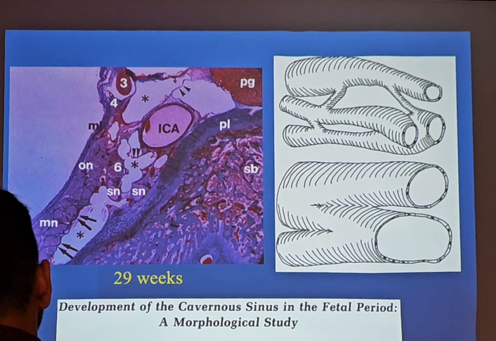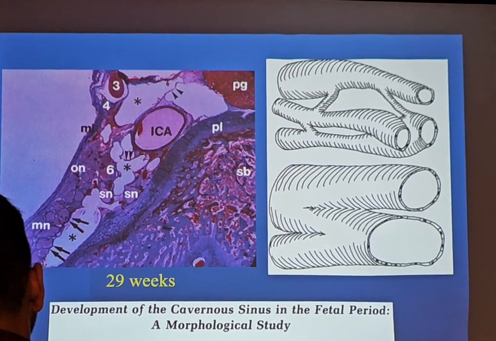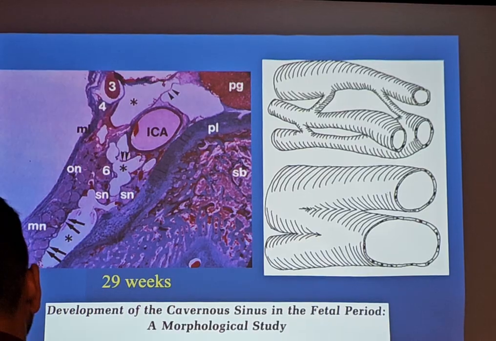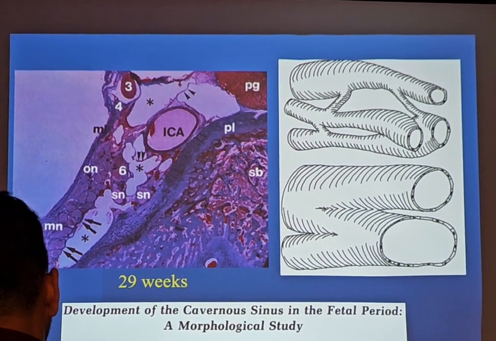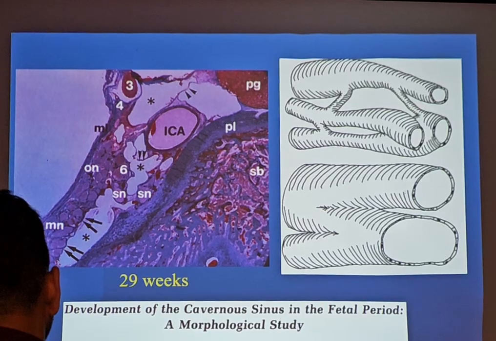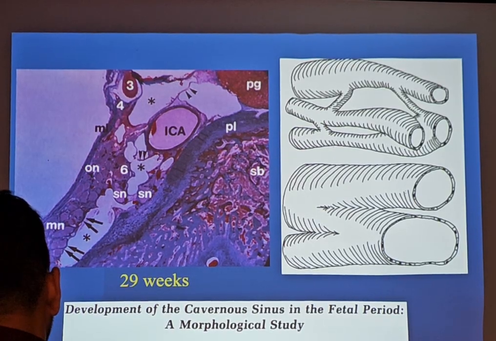So the venous spaces of the cavernous sinus are more of a fusion of small sinusoidal spaces, later making big venous spaces. Okay?